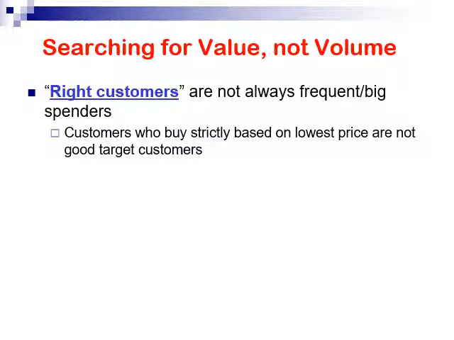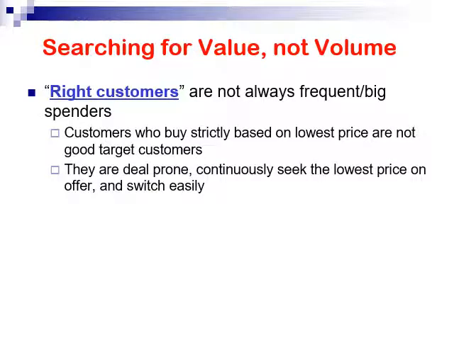Some customers may purchase your product based on price only, the lowest price. They're not good target customers. They may purchase your product or service at this moment, so they look like a frequent spender or big spender, but they may not be the right customers because they may be willing to switch to another service provider when they find a better price, better deal. So we can say they are deal prone, continuously seeking the lowest price on offers and ready to switch to another service provider.